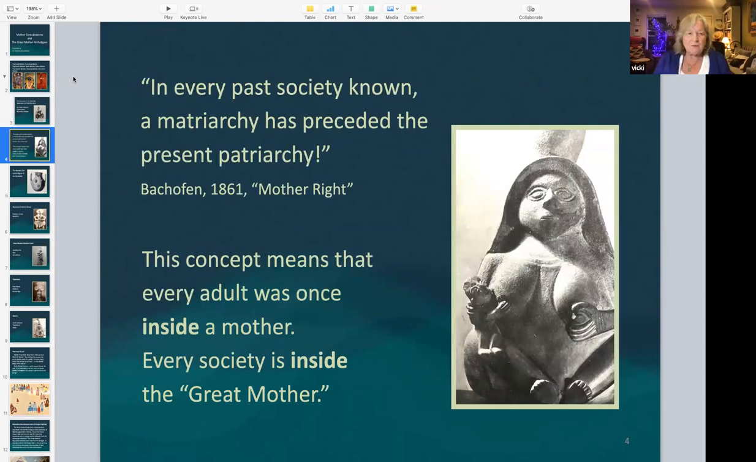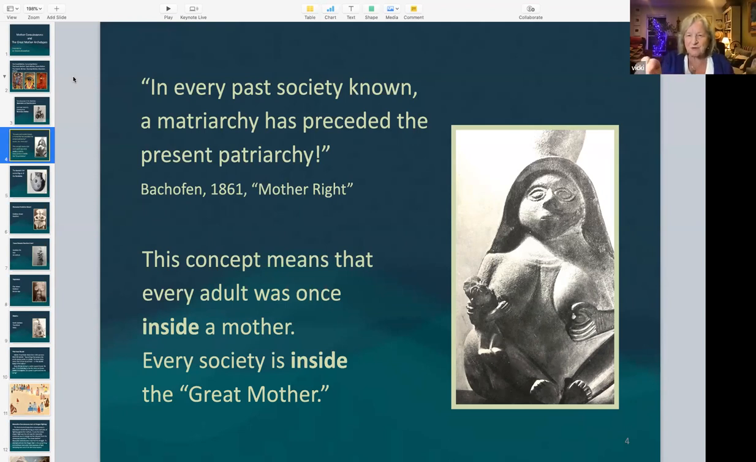So in every society known, a matriarchy has preceded the present patriarchy. That's from a gentleman in 1861 in a book called Mother Right, and a lot of Neumann's material came from him. It's Bachofen, B-A-C-H-O-F-E-N. I can't say it, but anyway, that's an important thing to say. This concept means that every adult was once inside a mother, and every society is inside the great mother. That's like small and big at the same time. So it's in the elementary mother that this all occurs.